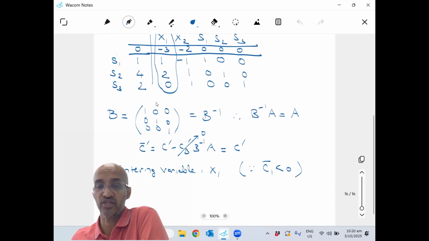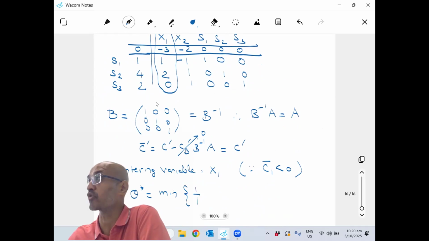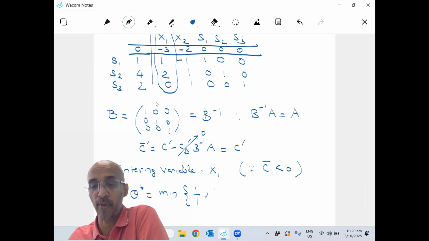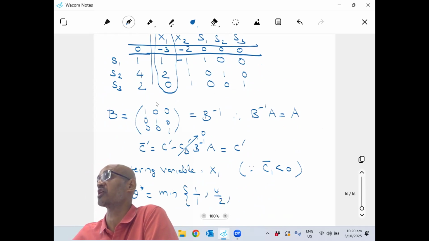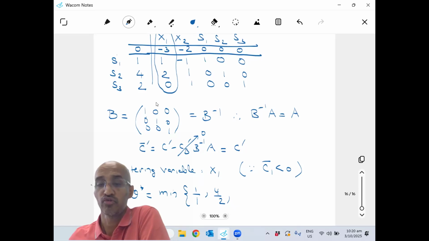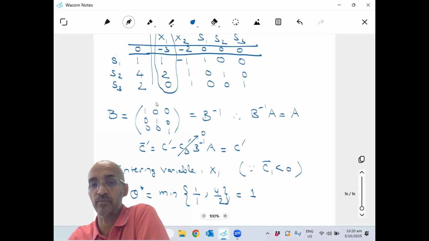So we're going to find theta star, the ratio test, by taking the minimum of 1 by 1, all positive. You have to look at all positive coefficients here. 4 by 2. 2 by 0 is basically infinity, so it's not going to restrict me in any way. If I do 2 by 0, I'm going to get an infinity value there. So if you take the minimum of these, it's going to be 1, which means that the minimum is attained by the first row.